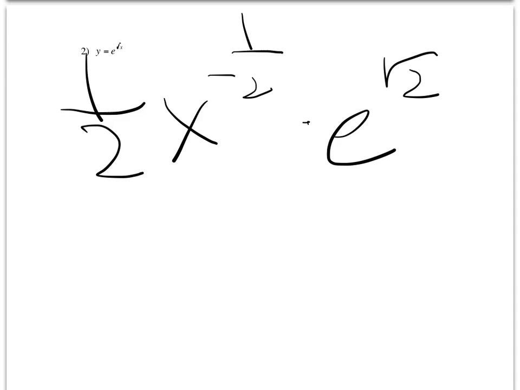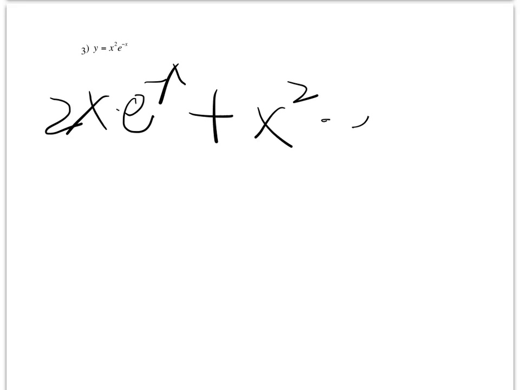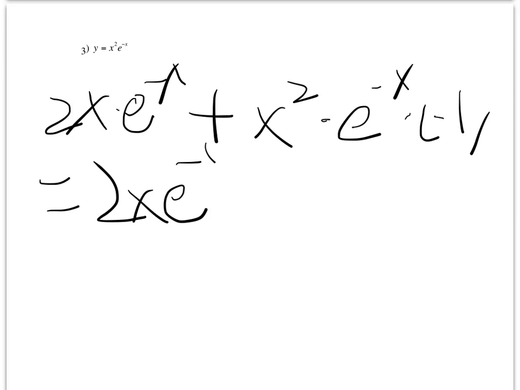This question's answer also uses the chain rule. Let's look at the next one. We should use the plus rule and the chain rule together. First is 2x times e^(-x), plus x squared times e^(-x) times negative 1. So the final answer is... This is the final answer.